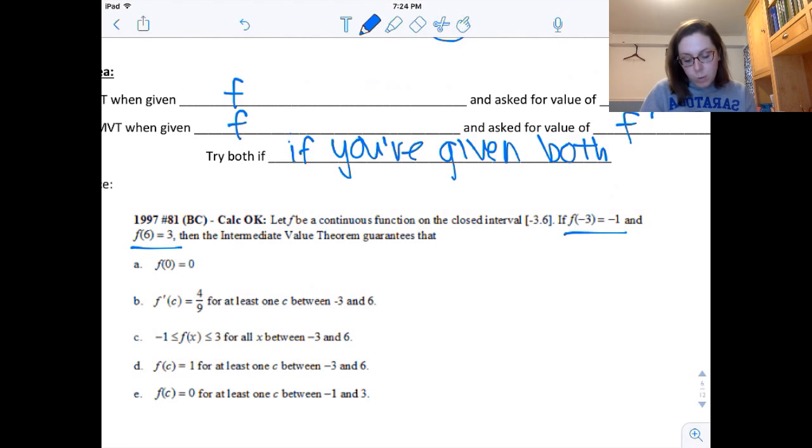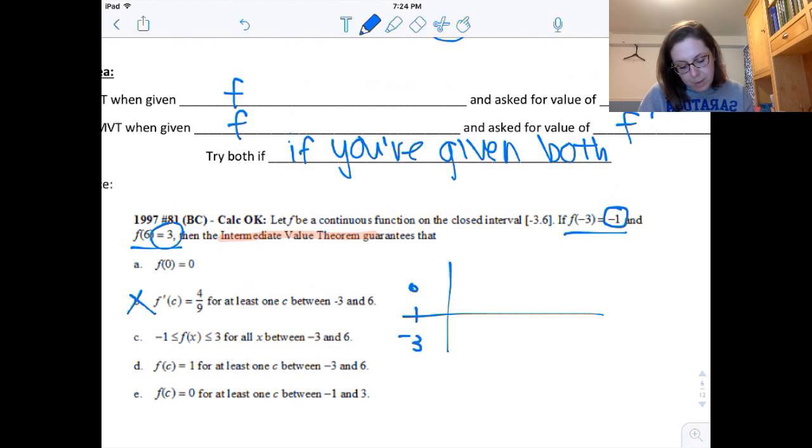What does IVT state? So IVT, intermediate. So immediately I'm throwing out that one. It's asking about F prime. That's going to be MVT. Okay? So I know that this starts at -1 and ends at 3. So if you actually think about graphing this, at -3 it would have a point at -1. At 6 it would have a point at 3. And all IVT tells me is that it has to hit every point between there.